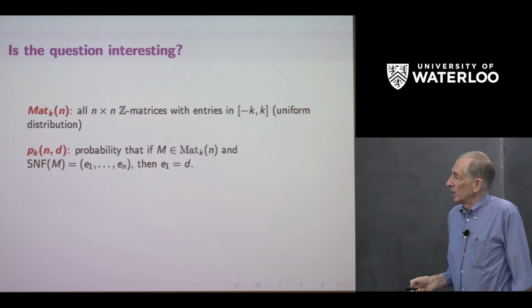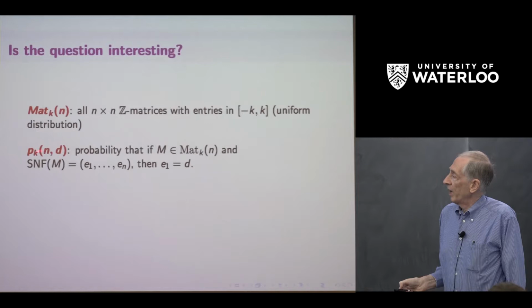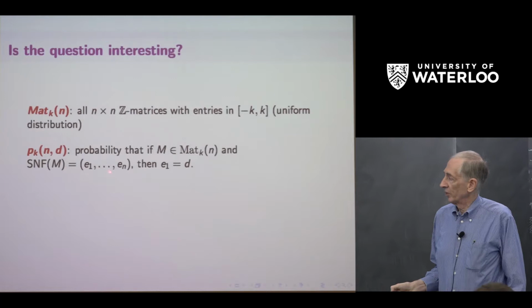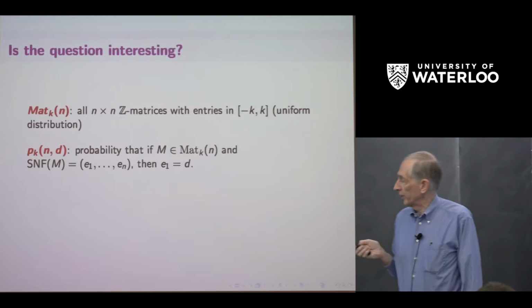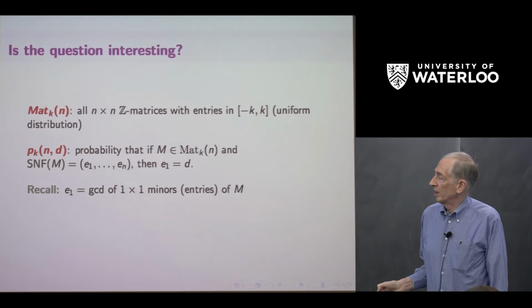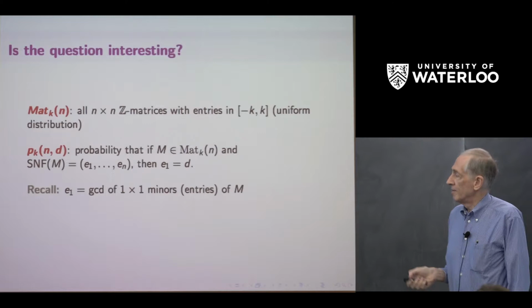So let's just ask, let p_k(n,d) be the probability that we take a random matrix M from this model and compute its SNF, e_1 up to e_n, then e_1 is some number d. So we're just interested here in the first entry, e_1. Well, e_1 was the GCD of all the entries. So we're simply asking, if we have n squared integers chosen from minus k to k, what is the probability that the GCD is d? And we're interested in the situation as k goes to infinity.